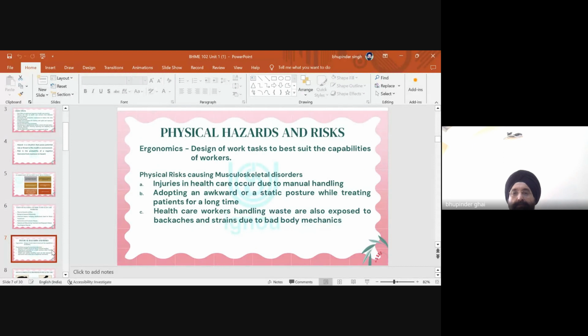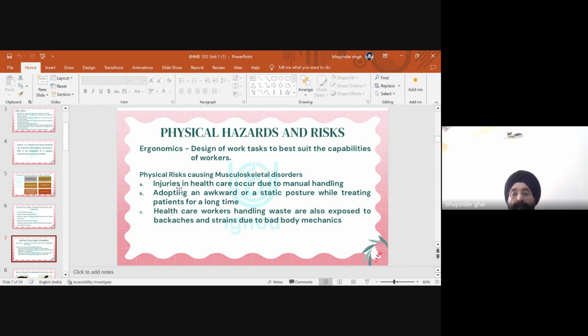The physical hazards, as I told you, ergonomics is a design of work task to best suit the capability of the worker. Like, as I explained earlier, ergonomics is design of work tasks which best suits the capability of the worker. Physical risk causing musculoskeletal disorder. What are the physical or musculoskeletal disorders which may be caused due to physical risk?